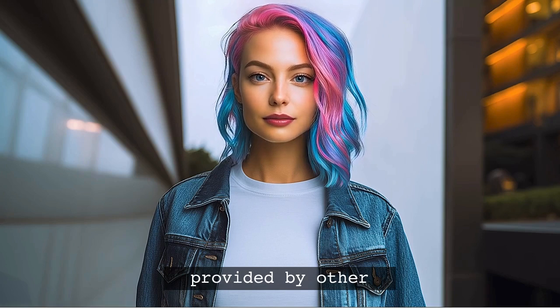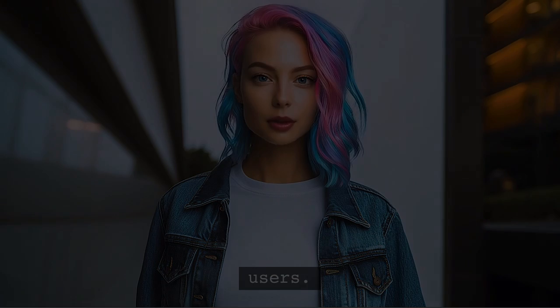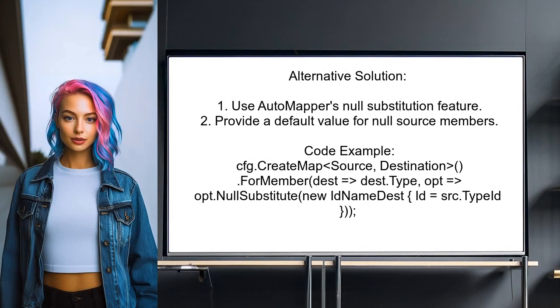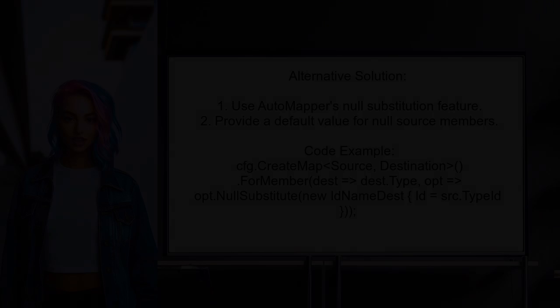Now, let's look at the answers provided by other users. An alternative approach suggested by another user involves using AutoMapper's built-in null substitution feature. This allows you to provide a default value for a destination member if the source value is null.